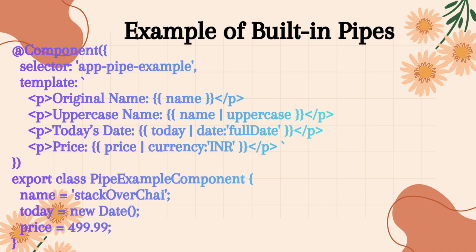Example of built-in pipes. Here, uppercase converts text to capital letters. Date formats the date nicely. Currency displays the price in rupee format. All this formatting happens only in the template, keeping your TypeScript code clean and simple.